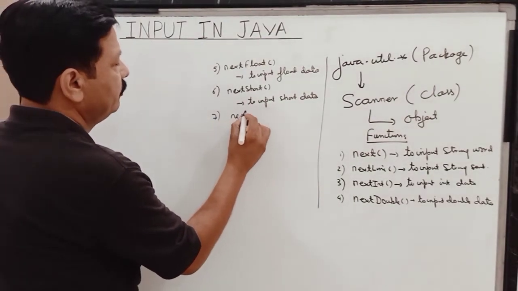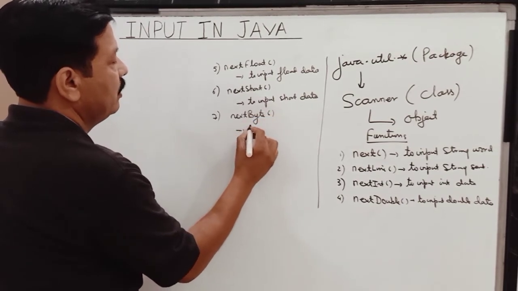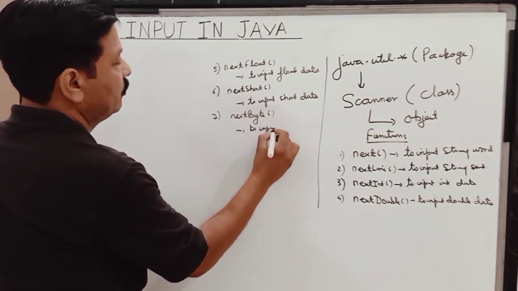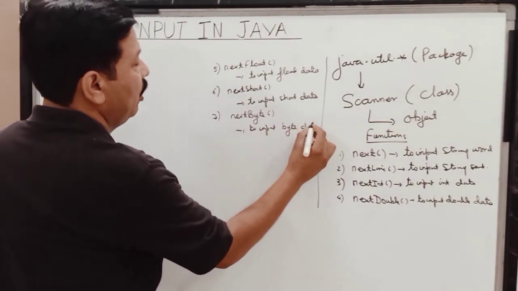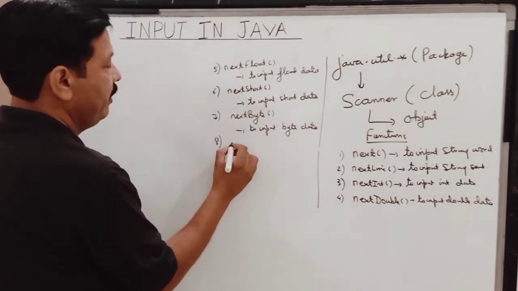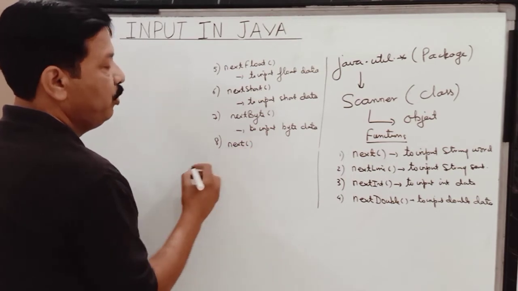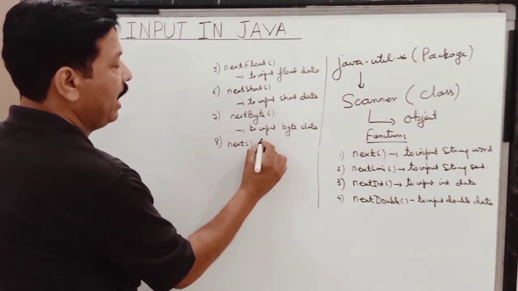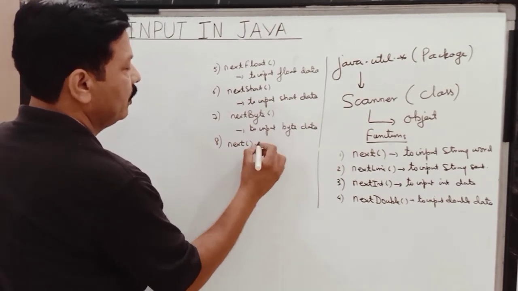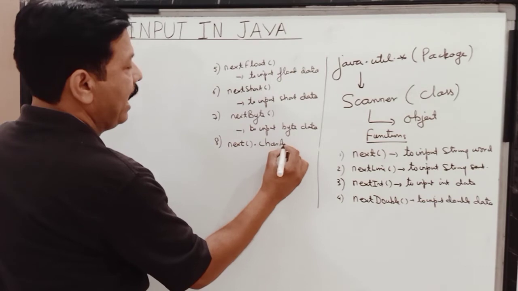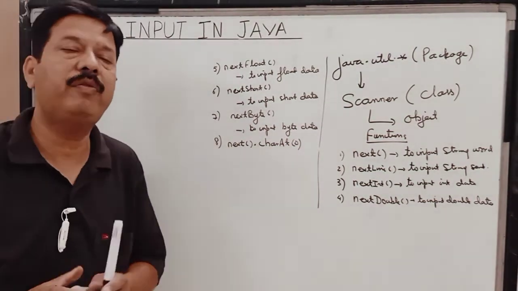nextByte. This is going to enter us to input byte data. So we have a data type called byte also. Then, children, we have another function called next. Then we put a bracket, and then we are connecting another function, that is charAt(0). Now, children, this function is a combination of two functions.